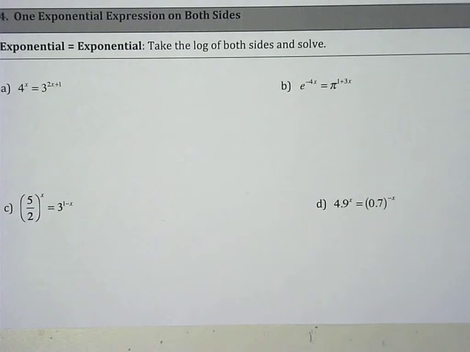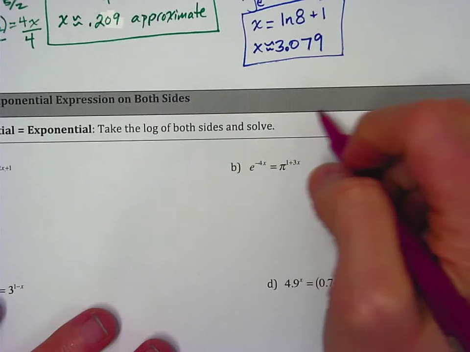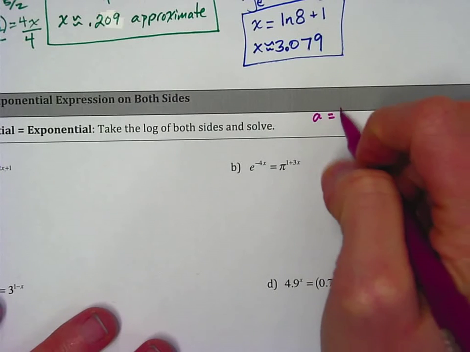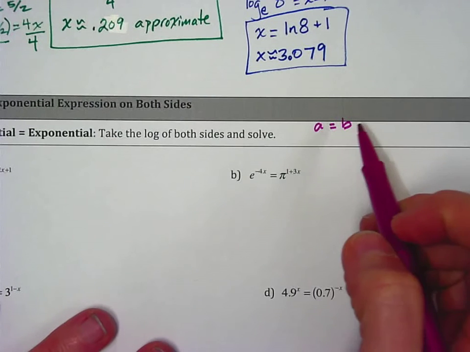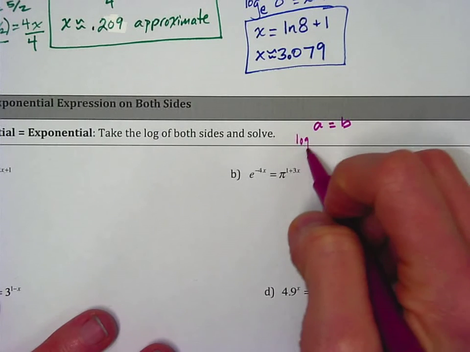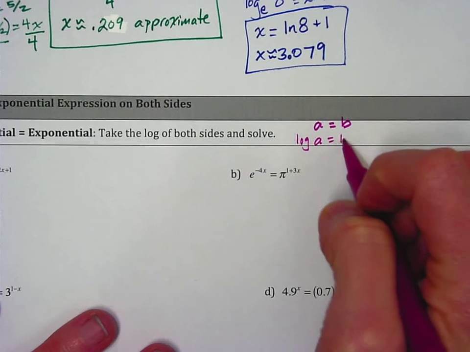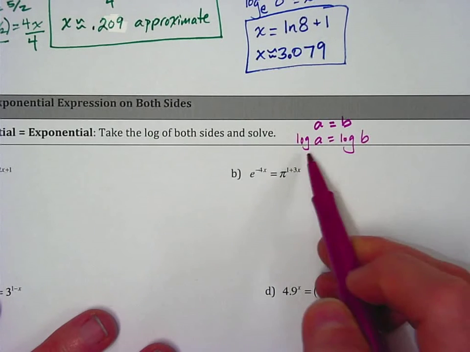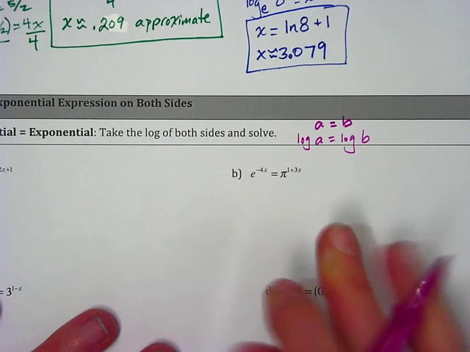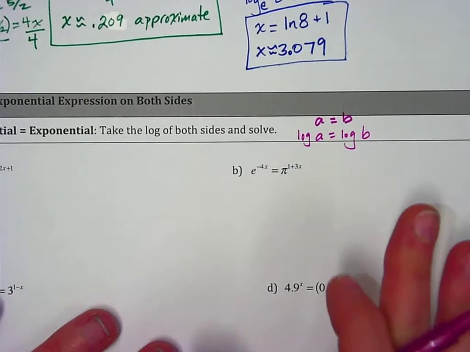And the idea behind this is if you have two numbers equal to each other, so left side equals the right side, well, if you take the log of both sides, then they will still equal each other. Okay, so that is the premise that we're using for these next 4 examples.